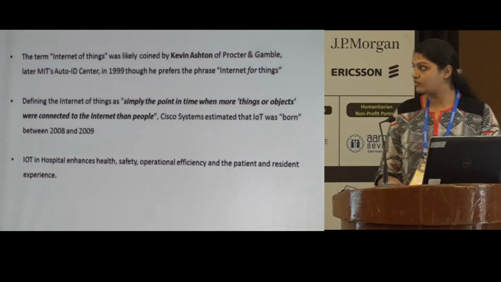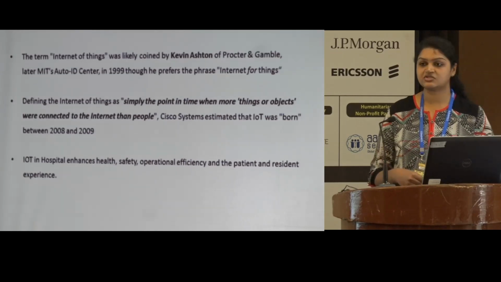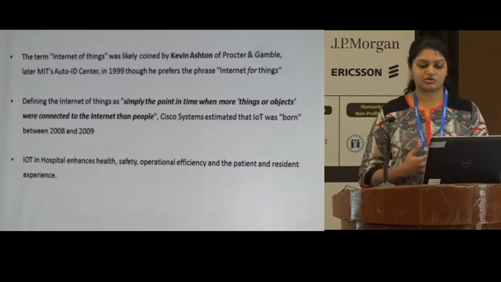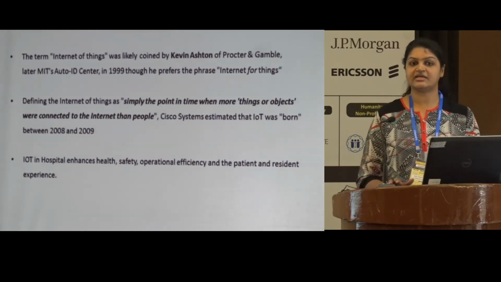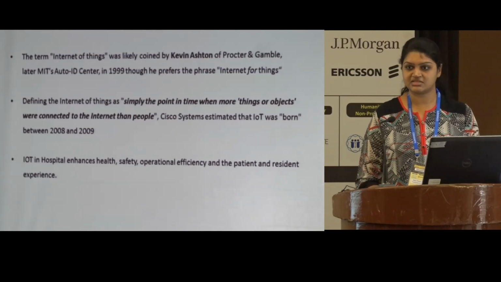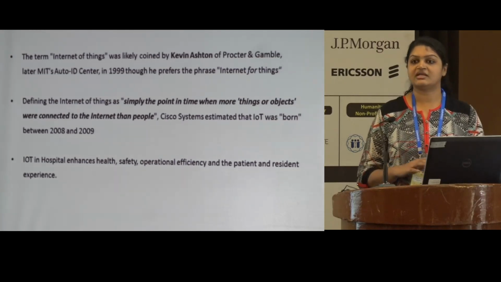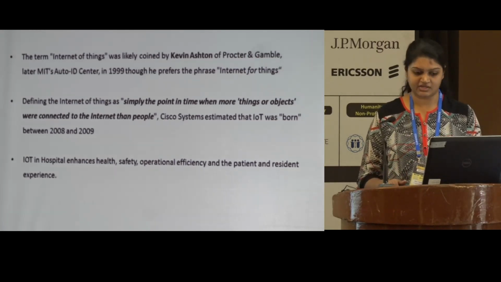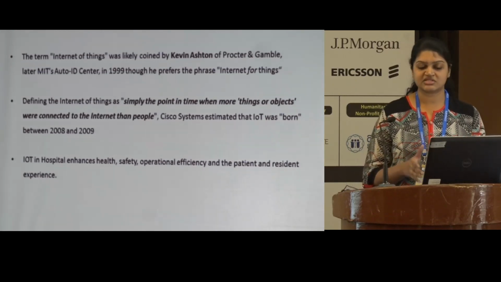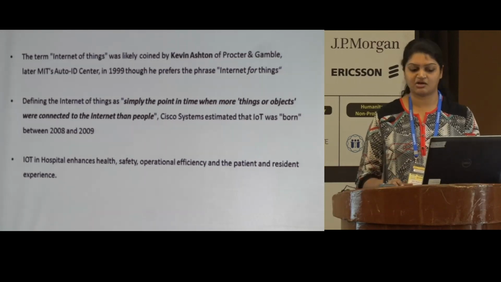To introduce IoT, simply put, it is a point in time when more things or objects were connected to the internet than people. To define IoT, it is an interconnection via the internet of computable devices which are embedded in everyday objects, and it enables them to transfer and receive data. Since our background is in biomedical engineering, we took IoT and incorporated it into healthcare systems and hospitals.